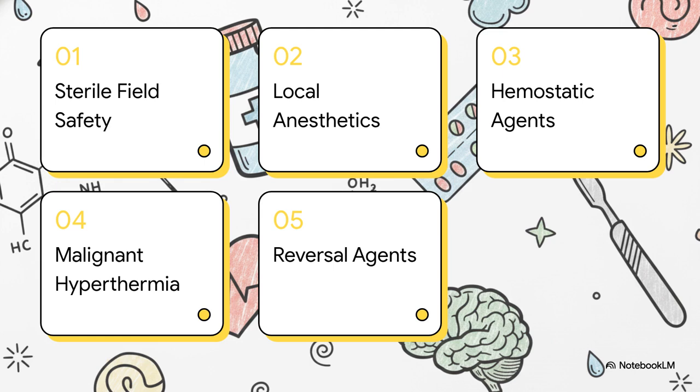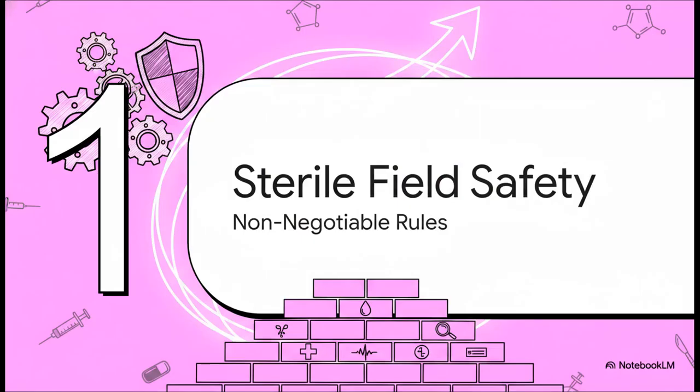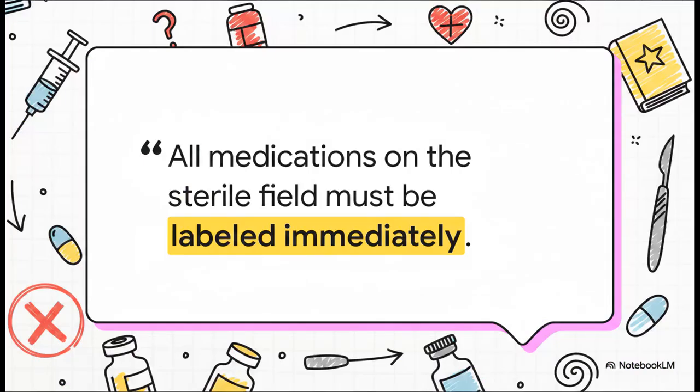Let's get to work. All right, Section 1, Sterile Field Drug Safety, the non-negotiable rules. Listen to this. All medications on the sterile field must be labeled immediately. Now, that isn't just some nice-to-have suggestion. It's a strict, non-negotiable mandate from the Joint Commission. You see, before we can even think about memorizing specific drugs, we absolutely have to master these foundational safety rules. Medication errors are literally one of the leading causes of sentinel events in the OR. Because of that real-world life or death risk, yeah, you can guarantee this concept is going to be heavily tested.